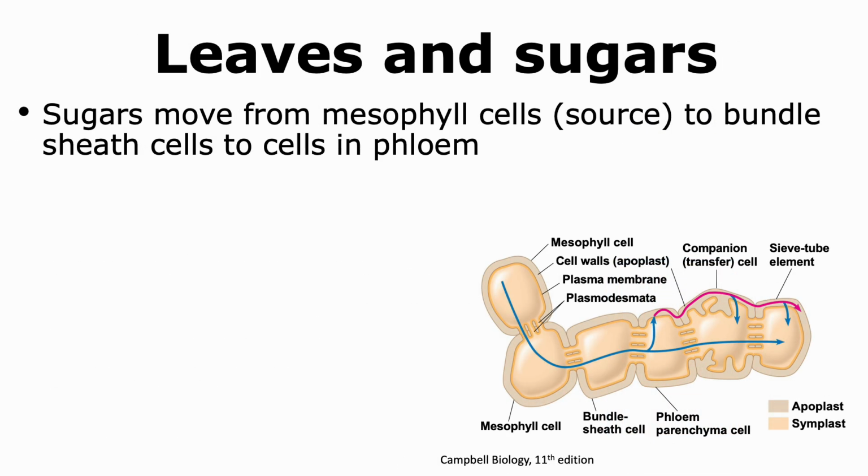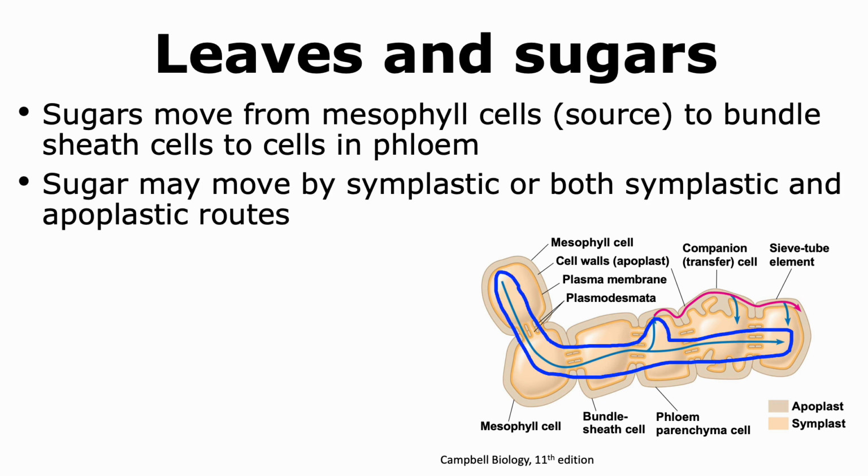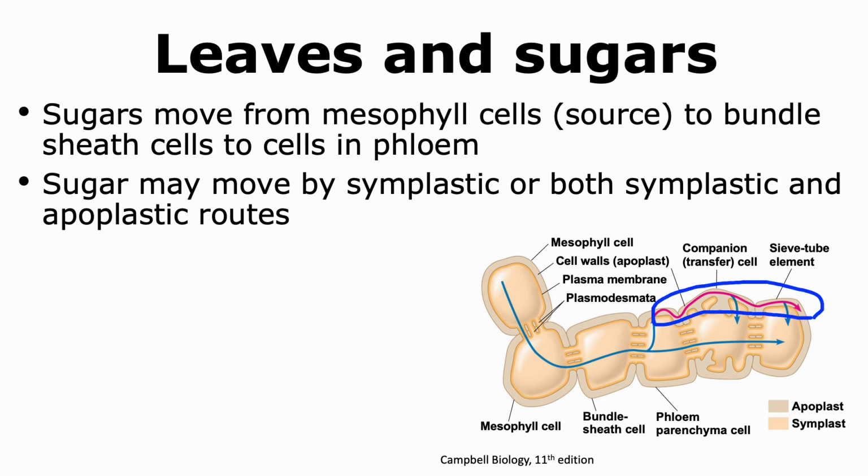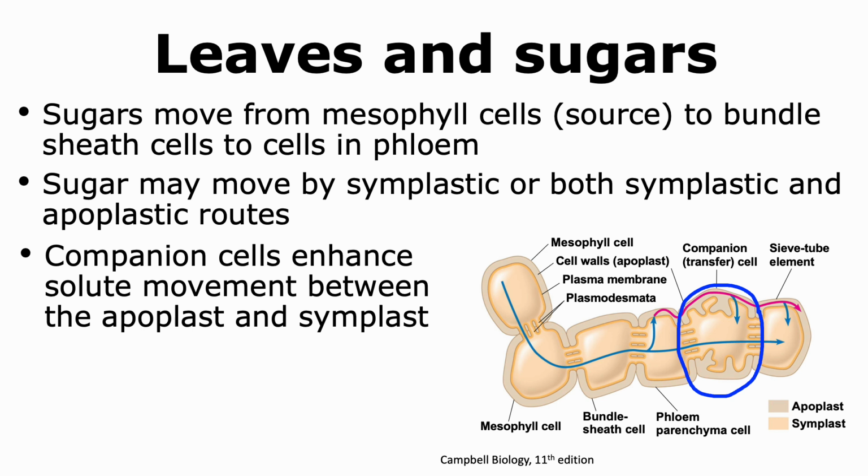In order to reach the phloem, the sugars have to move through different types of cells. This includes the mesophyll cells, where they were made and hence are the source of the sugar, the bundle sheath cells, which is a layer of cells surrounding the vascular bundle in the veins of the leaf, and other types of cells until they finally reach the sieve tube elements of phloem. The sugars are transported by the symplastic route, or in some cases, a combination of the symplastic and apoplastic routes. Companion cells that are in close proximity of the sieve tube elements can enhance the movement of the sugars between the apoplast and the symplast.